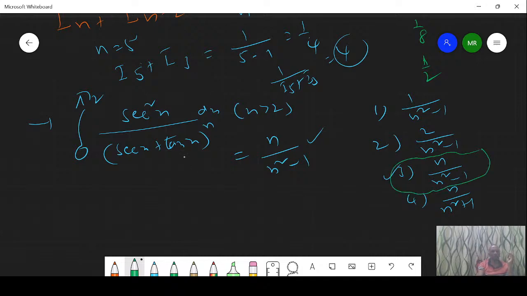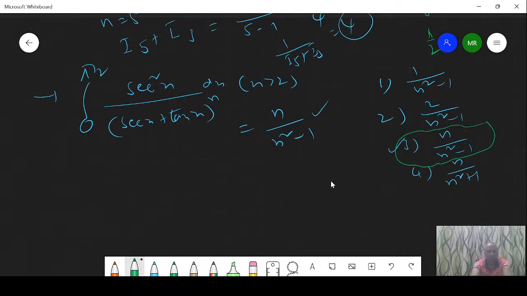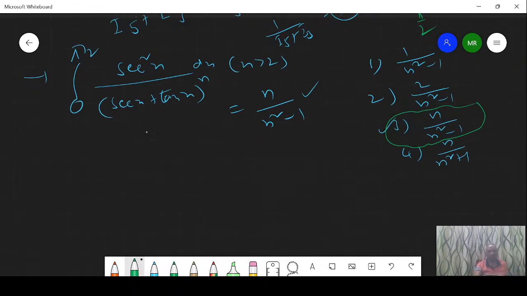We can solve it by taking substitution, but here you can directly write n by n square minus 1. Here I will give you one hint before solving this problem. We can solve this problem also. n by n square minus 1. What is the hint you remember here?